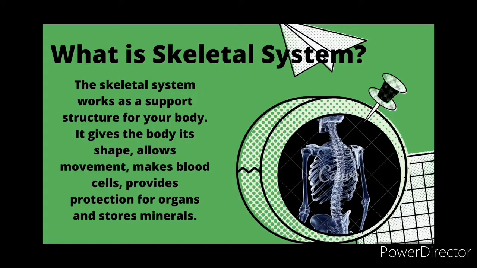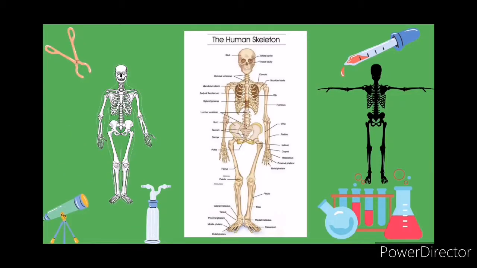Ano nga ba ang skeletal system? The skeletal system works as a support structure for your body. It gives the body its shape, allows movement, makes blood cells, provides protection for your organs, and stores minerals. Sinasabi dito na ang ating skeletal system ay nakatutulong upang makatayo at makagalaw ng maayos ang ating katawan. And also, it consists of bones and connective tissue, including cartilage, tendons, and ligaments. This is the best example of our human skeletal system.